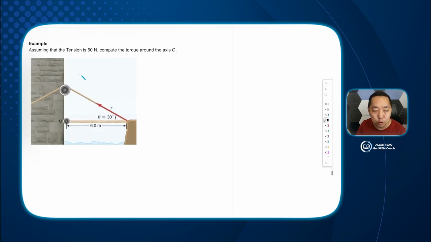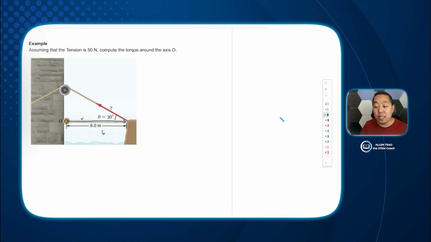Okay, let's go through one where we might have a free body diagram. Assume that the tension is 50 newtons, compute the torque around the axis O. So here's our axis of rotation right here. And the r vector is not shown in this problem. We have to draw the r vector. The r vector is a vector from the axis pointing to where the force is applied. So this is 6 meters right here. That's my r vector right there.